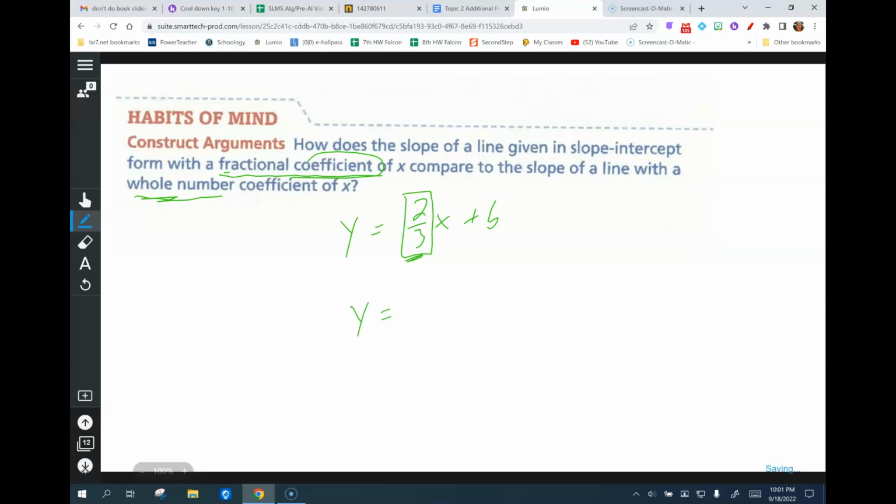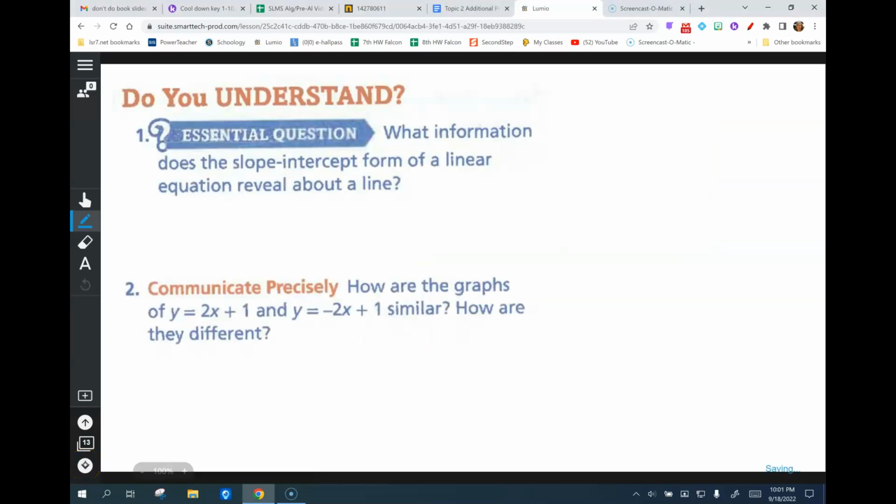Compared to a whole number. So y is equal to 5x plus b. Okay, how do they compare? Well, it's still going to do the same thing, but what you have to remember is that you're going to have to change a whole number into a fraction. So the only difference is that this one, you know both what's going to happen up and down and left and right. Here, you have to rewrite it as a fraction. Okay, good. So now we're to the essential questions.